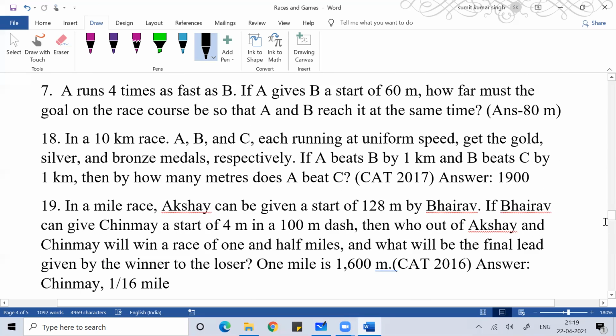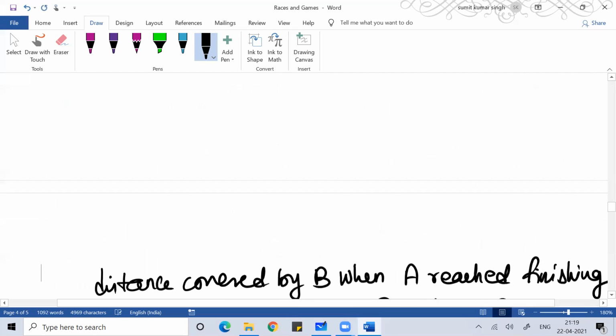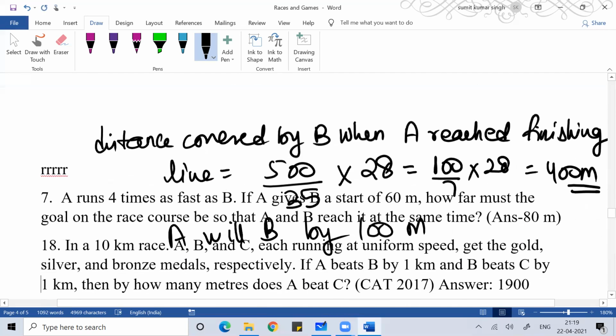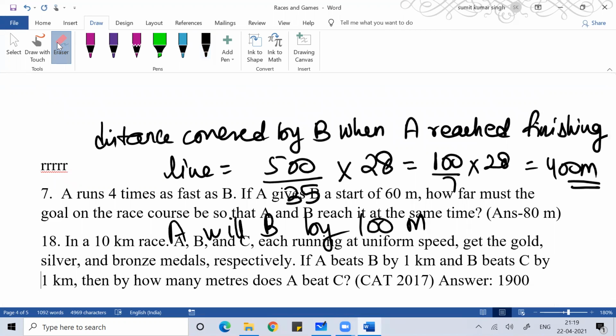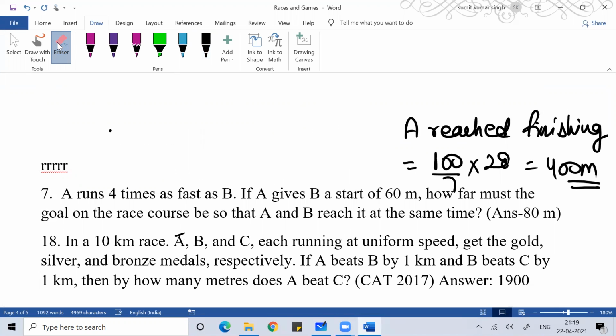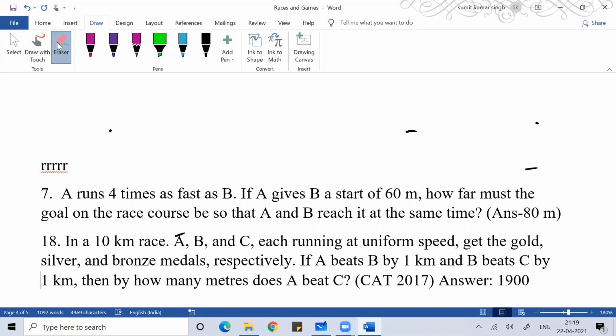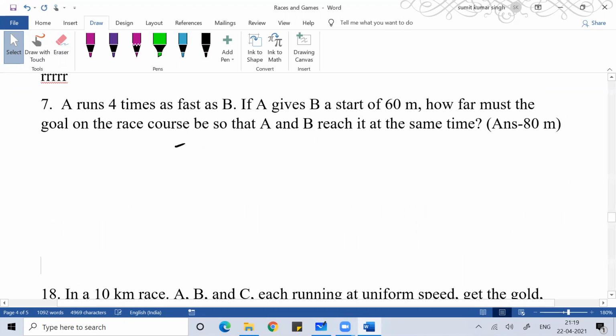Then next question. A runs 4 times as fast as B. So let the speed of B be B.